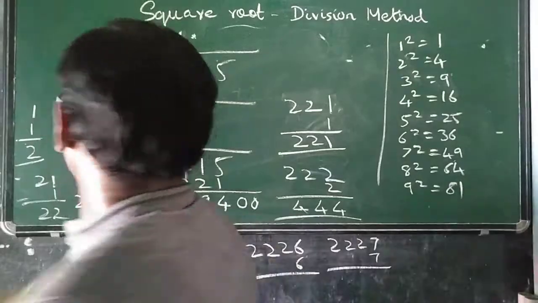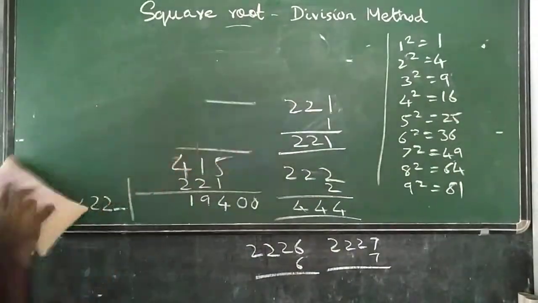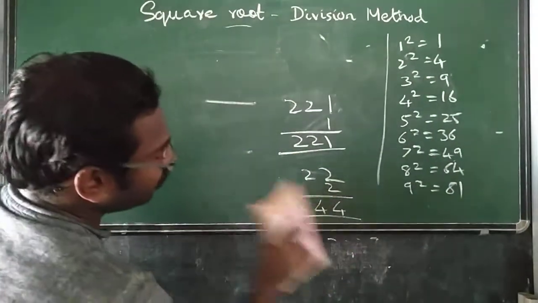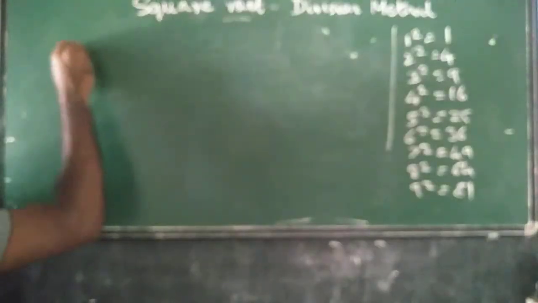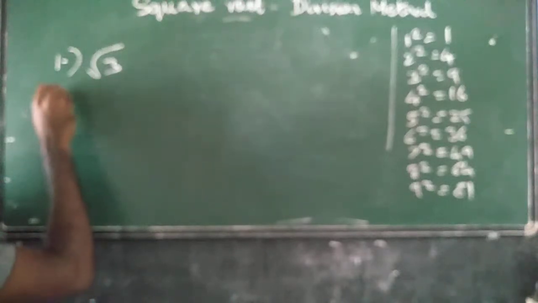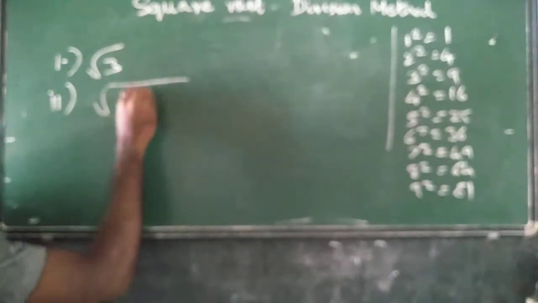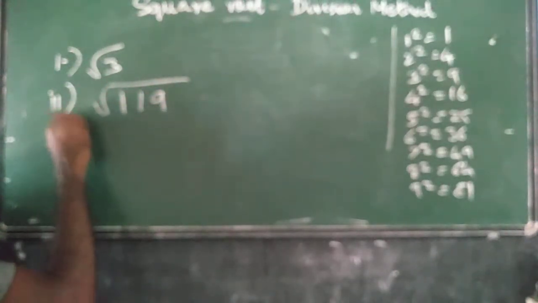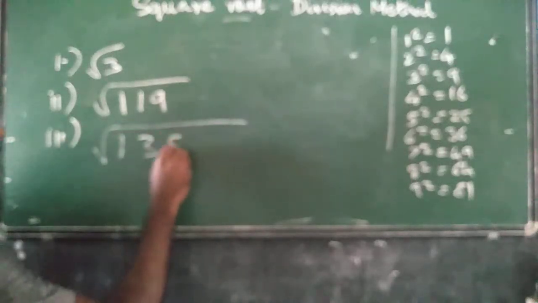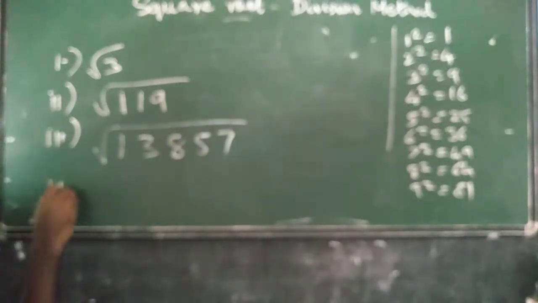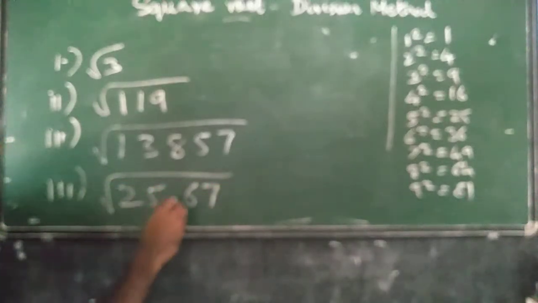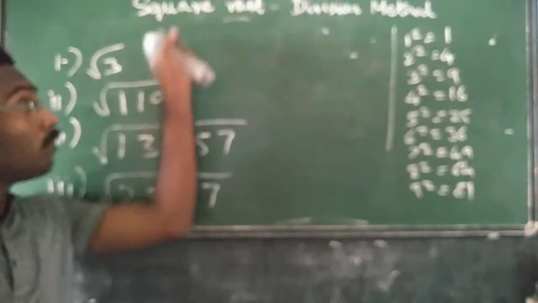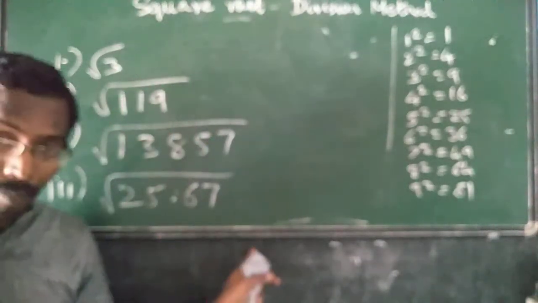Okay. So please note the homework. Find the square root of 3, square root of 119, square root of 13857, square root of 25.67. Okay, you can do this decimal sum also. So please take these 4 sums as homework and do them.